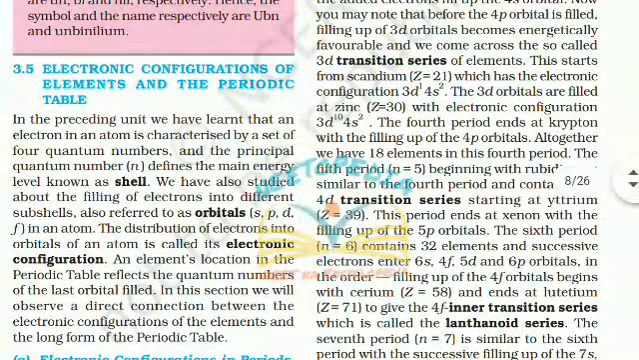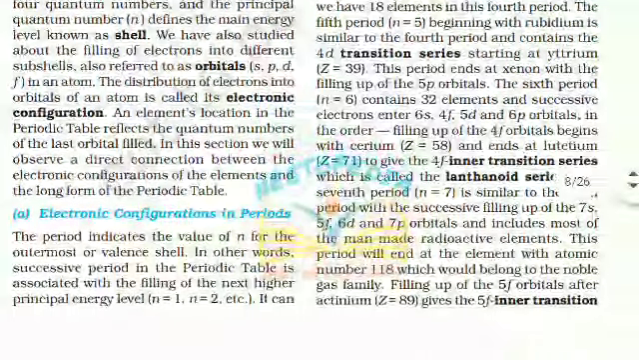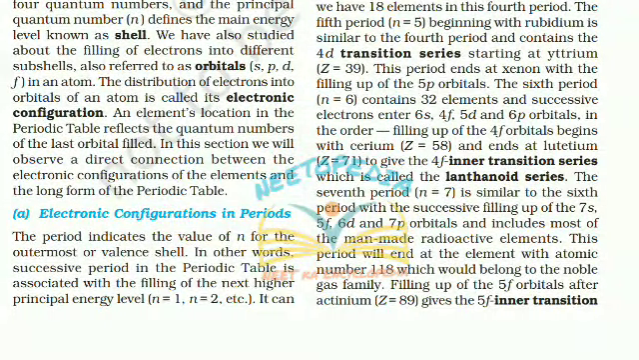3.5 Electronic configurations of the elements and the periodic table. In the preceding unit, we have learned that an electron in an atom is characterized by a set of 4 quantum numbers, and the principal quantum number defines the mean energy level known as shell. We also have studied the filling of electrons into different subshells, also referred to as orbitals, in an atom. The distribution of electrons into orbitals of an atom is called its electronic configuration.